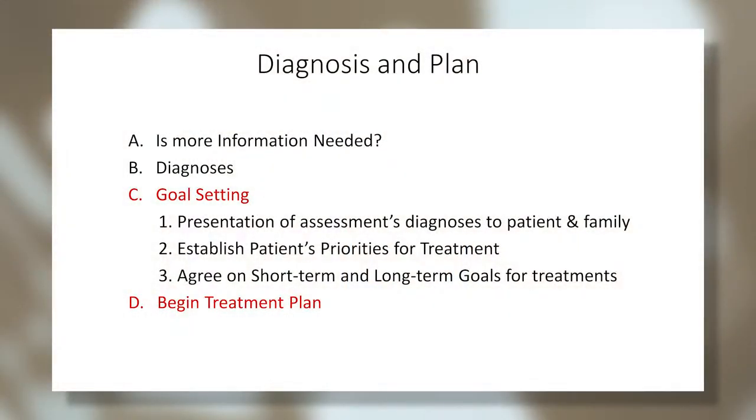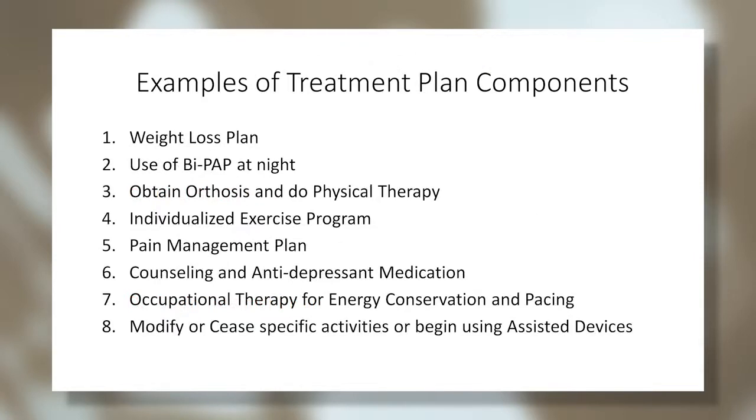And then lastly, you need to come up with a treatment plan to help your patient. I would just give you here a brief review of some typical examples of treatment plan components. These would include specific weight loss plans, and so many of our polio survivors do become heavy as they become older and less active. Do they need to use BiPAP or CPAP, something to help with their nighttime or daytime breathing? What about a new brace? Do they need physical therapy?